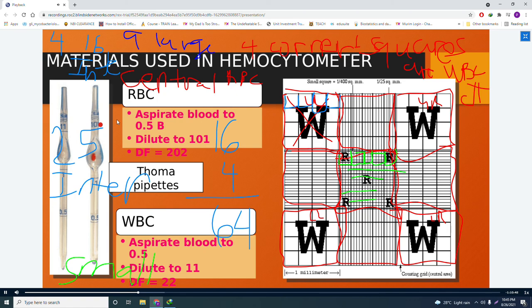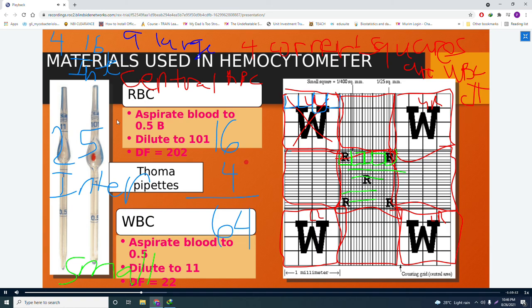Okay? Gets? Okay. Ang rule class sa RBC counting, you will only count the central and the corner intermediate squares for the RBC. Okay? Ito ko class, ha? The rule when counting for RBC count, you will only count the central and the four corner intermediate squares.